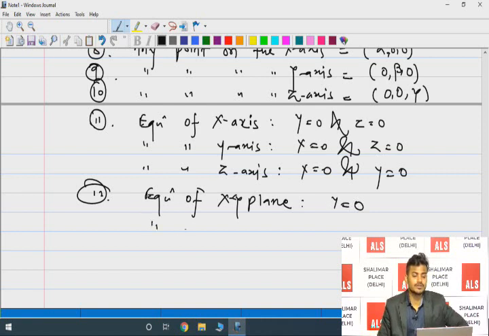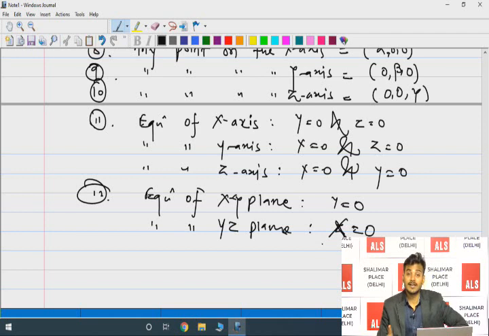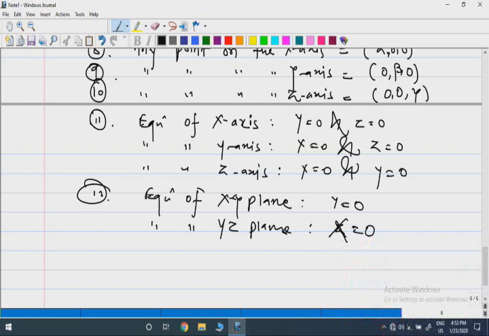Next is the equation of the yz plane. That will be x equals 0. These are very confusing when you try to mug them up without understanding. That will be really difficult, I am telling you. You may remember it for 2 or 3 days, but after that you will forget it. But if you try to understand it logically, you will always remember it, for all of your life.